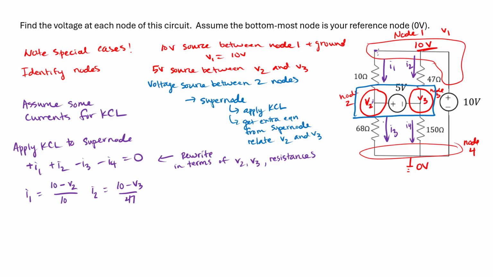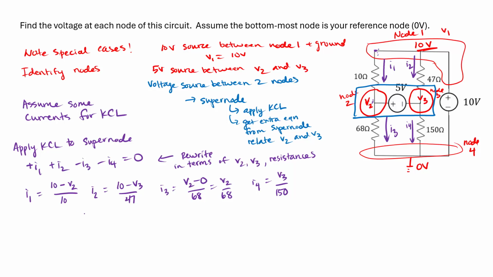And by the same reasoning, we'll see that I3 will be our voltage V2 minus 0 divided by 68, or just V2 over 68. And I4, similarly, will end up being V3 over 150. So be careful there. Make sure you subtract in the correct direction. That's a common mistake for these types of questions, is to accidentally subtract in the wrong way based on the arrows you drew, and that would create a sign error.